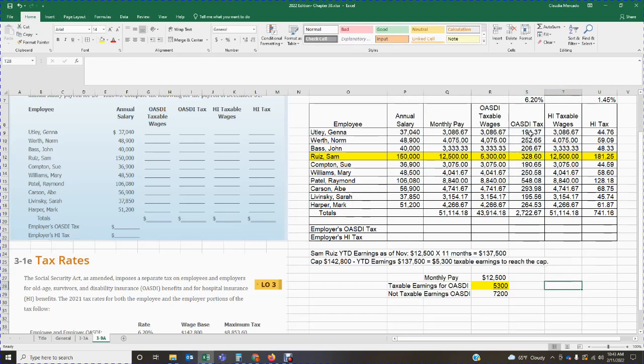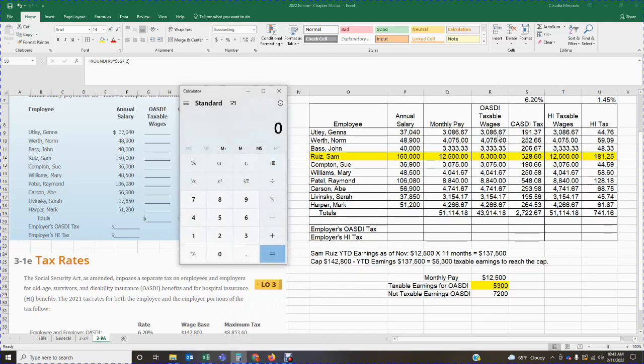Okay, so what did I do here? Let's go back and recap. I entered a function so that we can round all of our calculations to 2 decimal places. This is a little bit of Excel, so we can practice Excel, and you can do all of these calculations on your calculator if you want. Remember, all we're doing for the OASDI tax is getting our OASDI taxable wages. Let's do the first one, the 3086.67 times the 6.2%. All we're doing is multiplying the OASDI taxable wages by the OASDI tax rate of 6.2%.